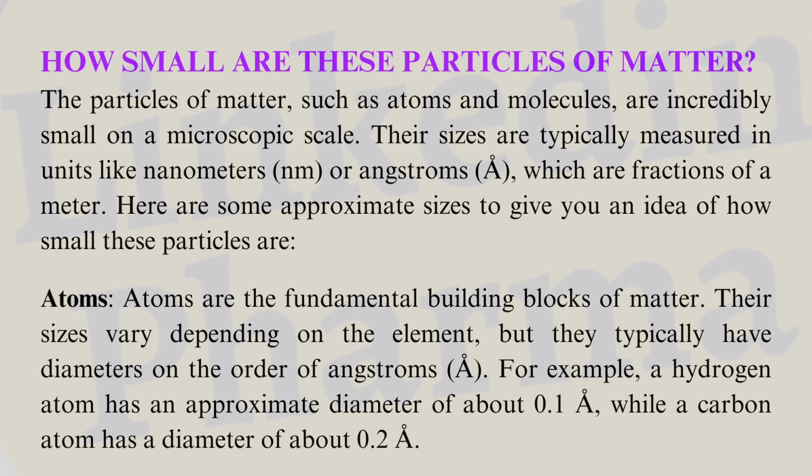1. Atoms. Atoms are the fundamental building blocks of matter. Their sizes vary depending on the element, but they typically have diameters on the order of angstroms. For example, a hydrogen atom has an approximate diameter of about 0.1 angstroms, while a carbon atom has a diameter of about 0.2 angstroms.